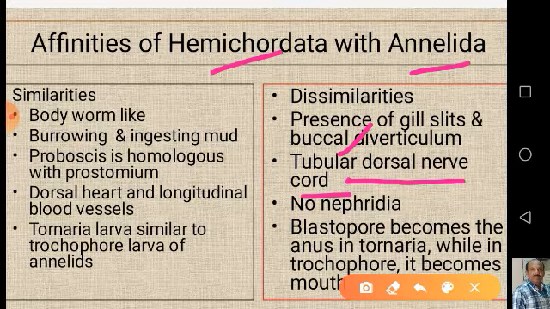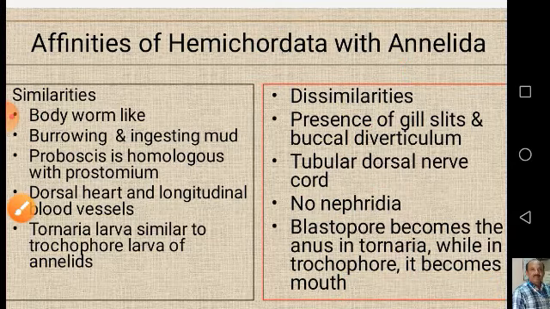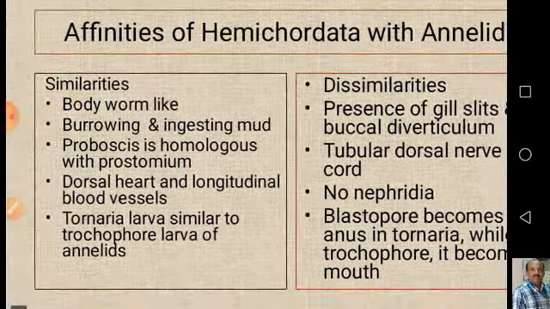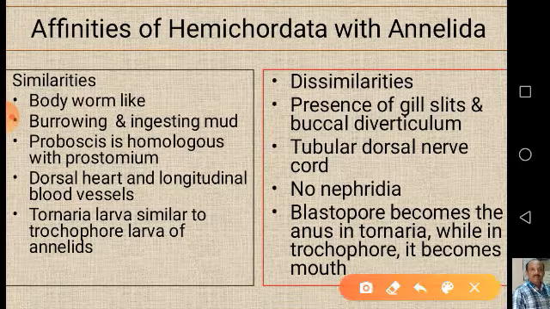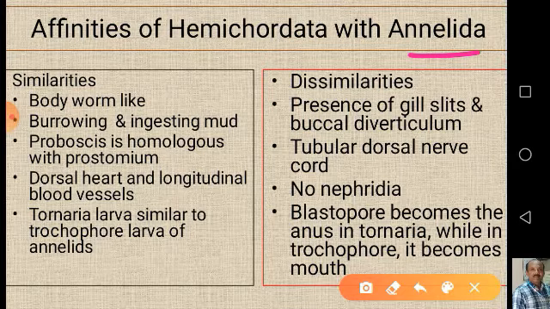Then the blastopore becomes the anus in Tornaria. That means the deuterostomous condition prevails in the Hemichordata, whereas annelids are protostomes. So the blastopore becomes the anus in Tornaria, which belongs to Hemichordata, whereas in Trochophore the blastopore becomes the mouth, as annelids belong to protostomes. These are some of the dissimilarities, and they are more when compared to the similarities. That's why, though the Hemichordata possess some similarities, we can't connect the Hemichordata with annelids.